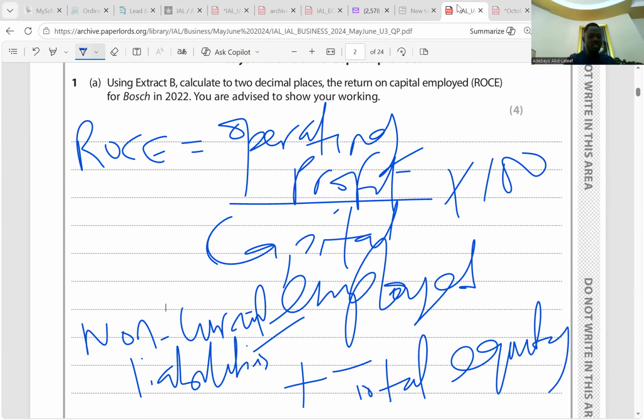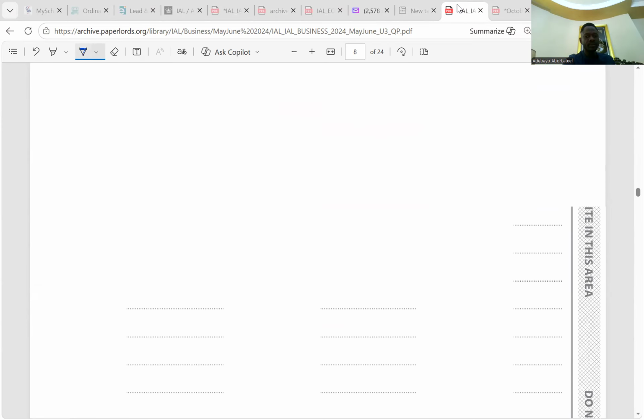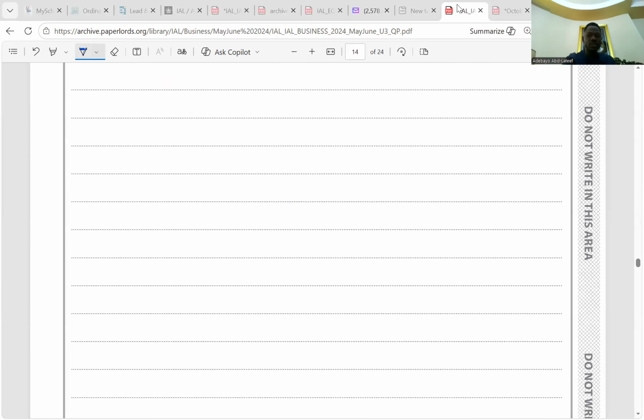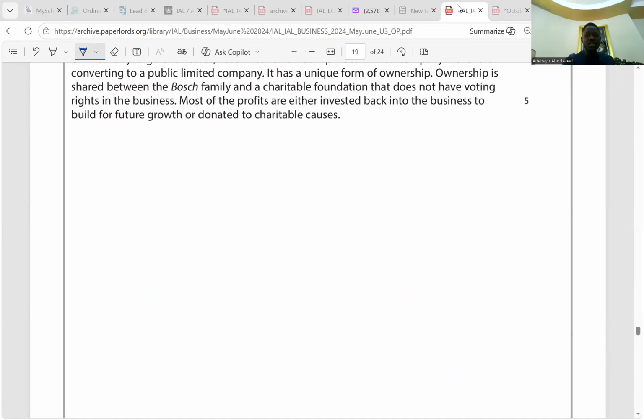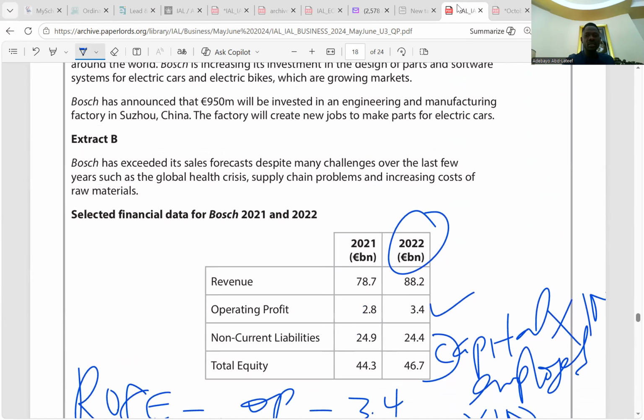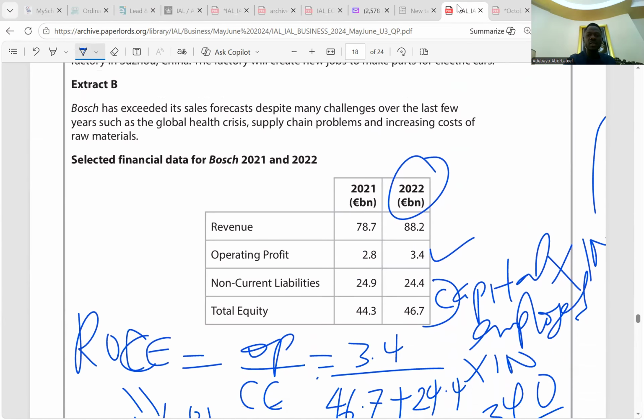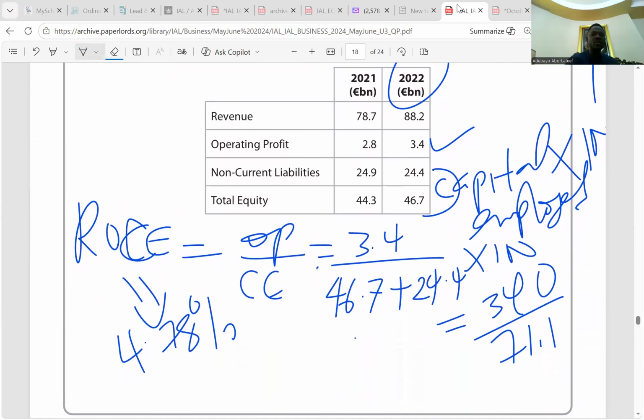Then let's go back to the question. I think I did it already. Let me see. Okay, I did it here. So this is the question. The capital employed for 2022 is this plus this, then divided by this divided by this. That's how we got our 4.78.